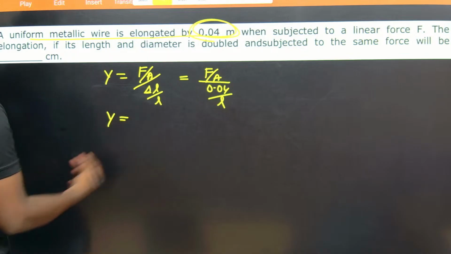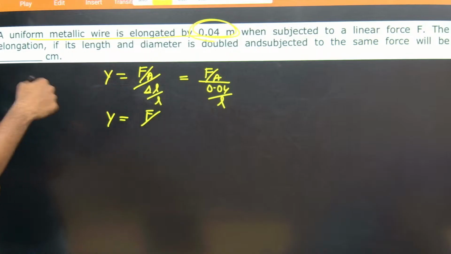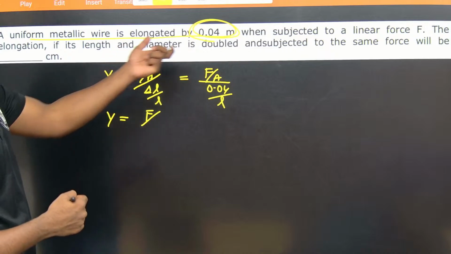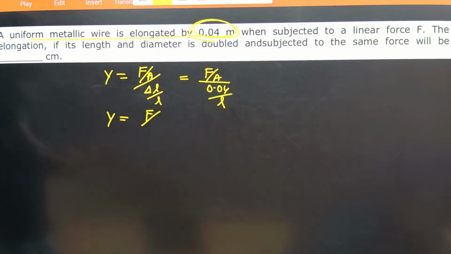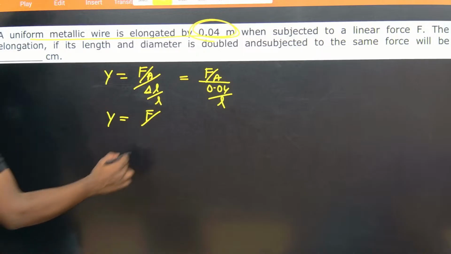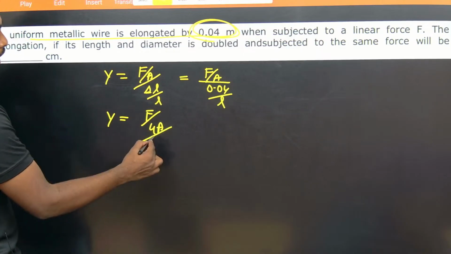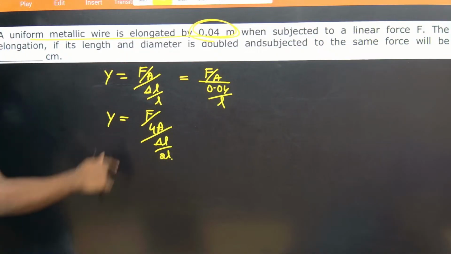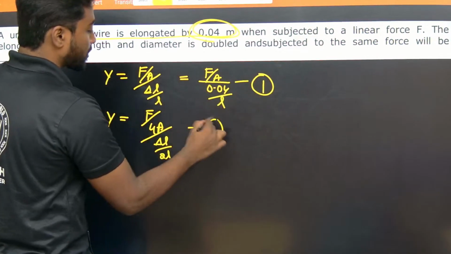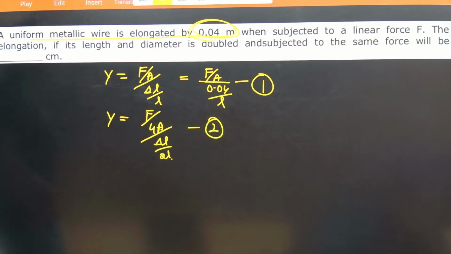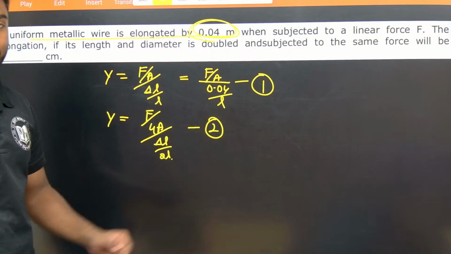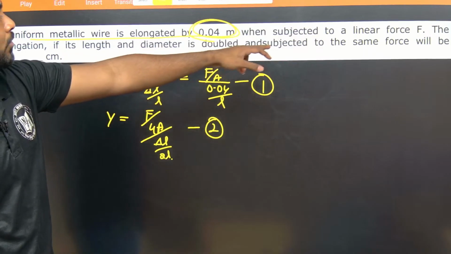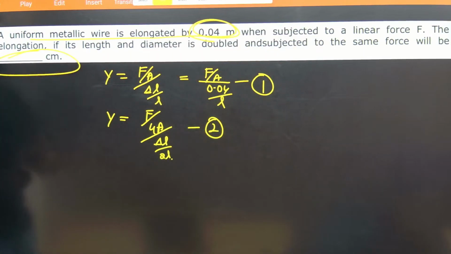So Y will be equal to F by, if the diameter is doubled, the radius also will be doubled, right? So it is a wire, so a circle will be there, right? Pi r square, so 4A divided by how much? Length also doubled, so delta L by 2L. So now this is my equation 1 and this is my equation 2. So from this I can find the value of delta L. Yes, that's the thing they are asking. So how much centimeter they are asking when subjected to the same force.